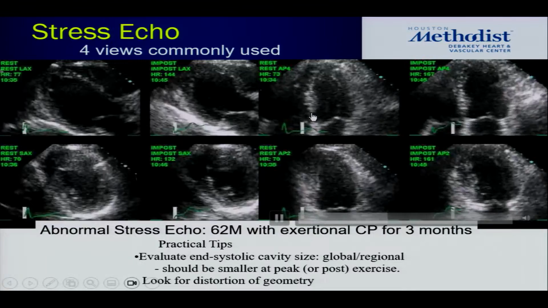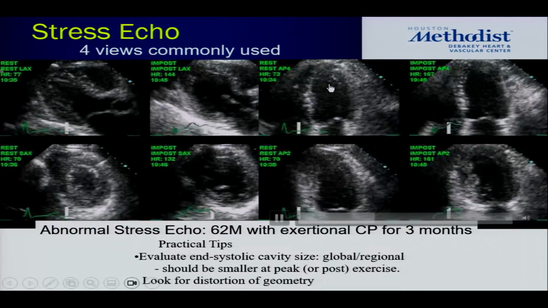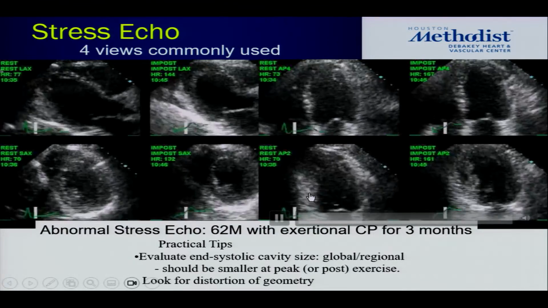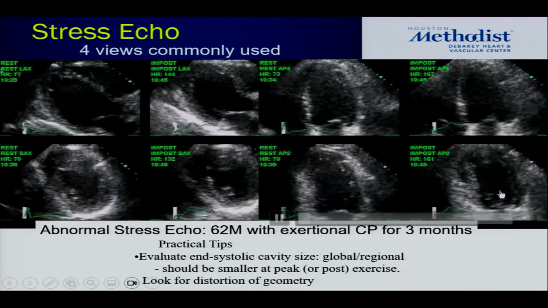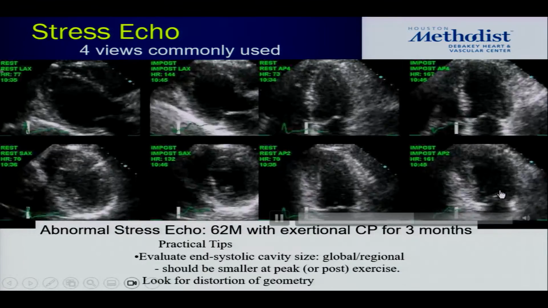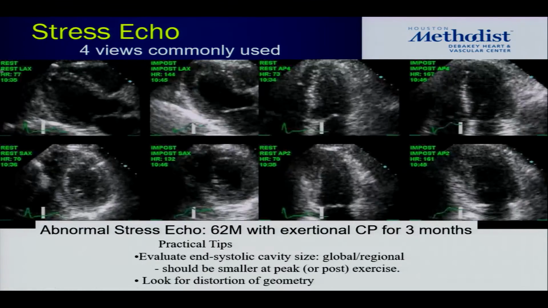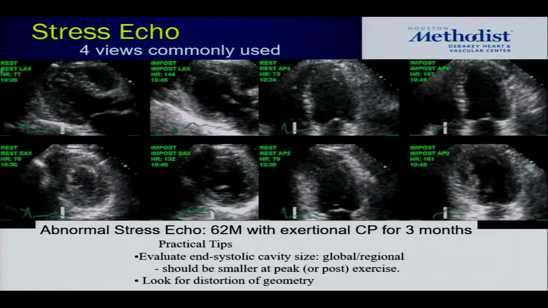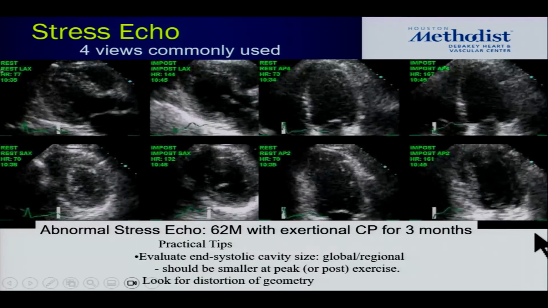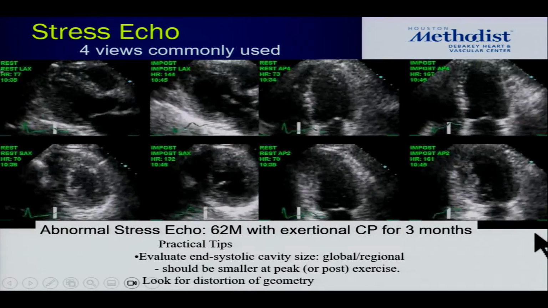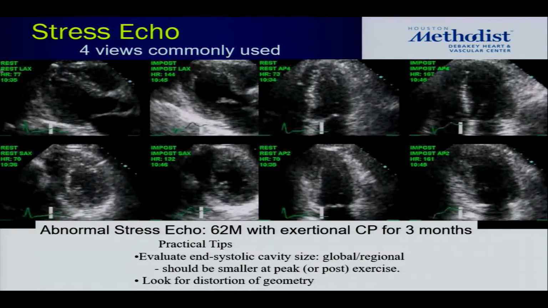Now, come back here to 4-chamber and 2-chamber. Same thing. Notice the size of this end systolic cavity here, here, now, now, and see how much bigger it has become. So obviously, this is a very abnormal case. Ejection fraction has fallen with exercise, and there is global dilation, implying some sort of global ischemia, which could be a left main, it could be multivessel disease.